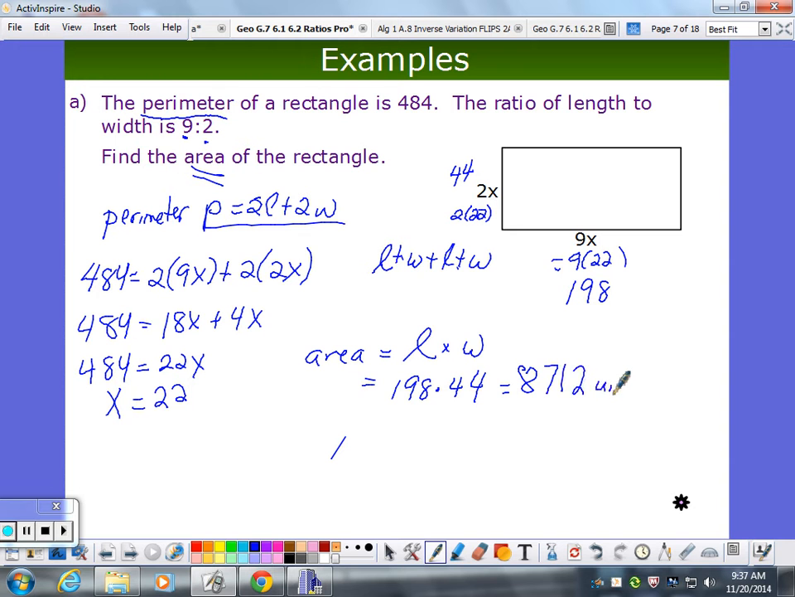8,712, whatever these units are, square units. Remember, area is square units, perimeter would be units, whatever they are, feet, centimeters, inches. Sometimes these are multi-step, you gotta work around them.